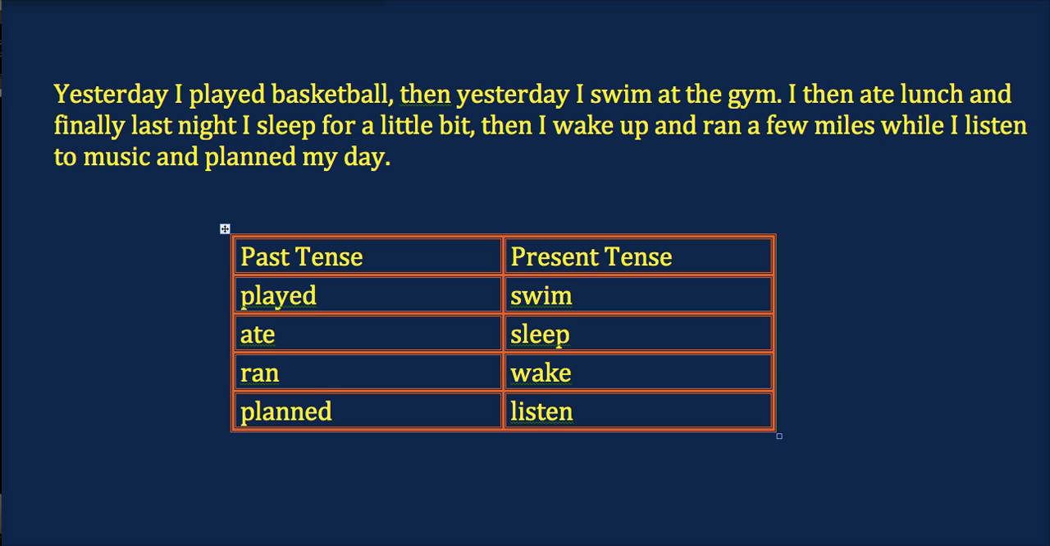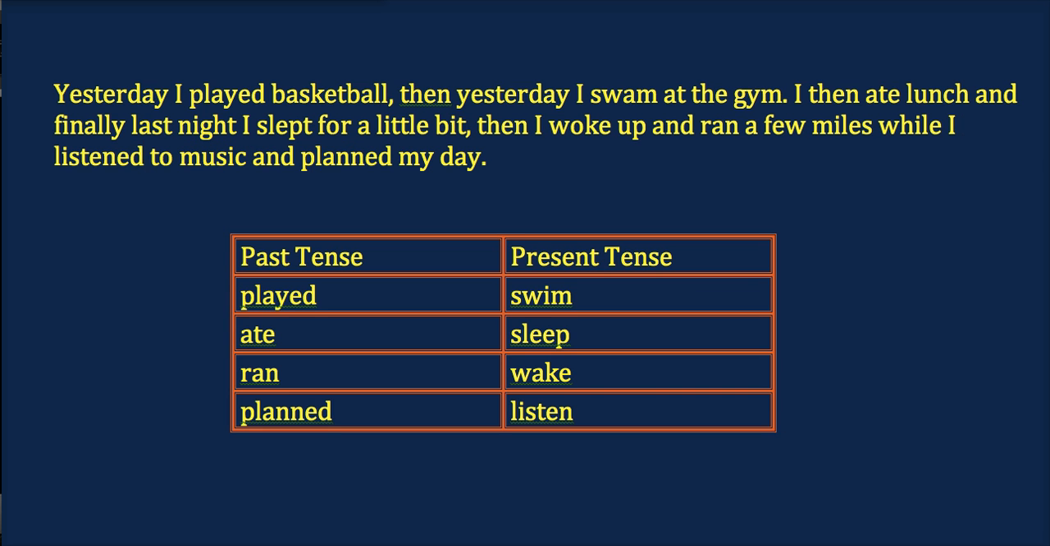The past tense ones are played, ate, ran, planned. Present tense are swim, sleep, wake, and listen. Now, because the sentence is telling us that all of this happened yesterday, then all of these have to be in the past tense. So you want to go ahead and correct that, and this is what it would look like.